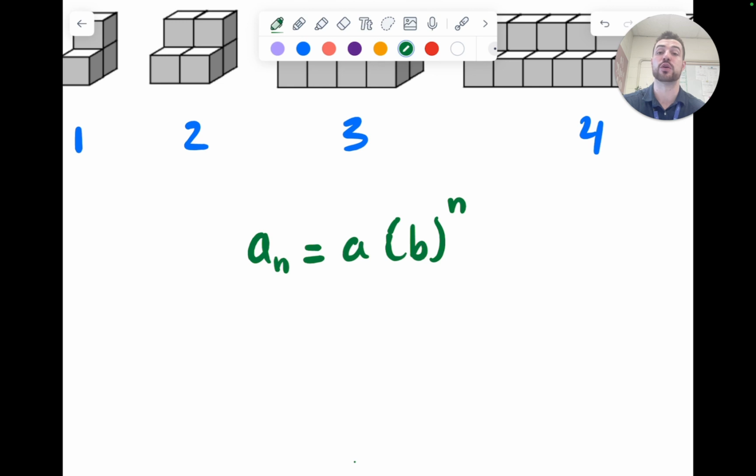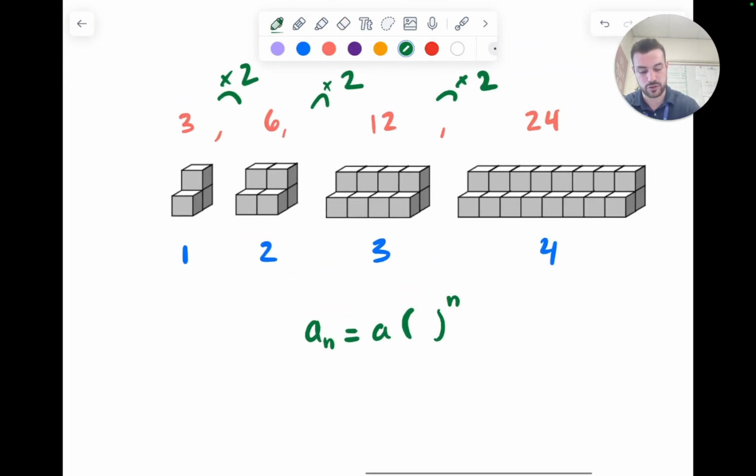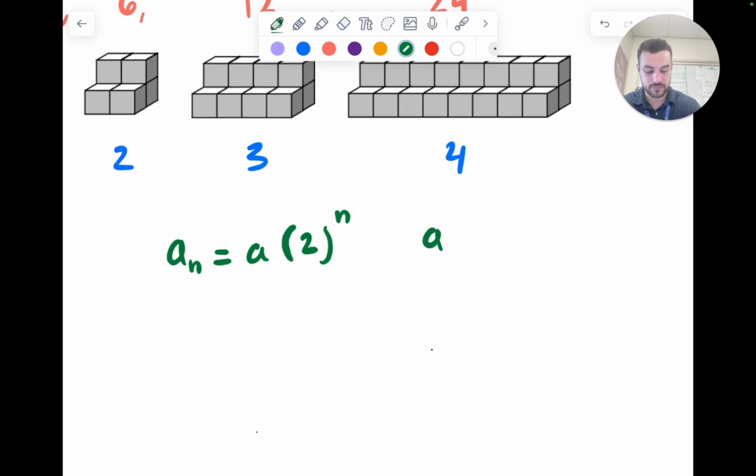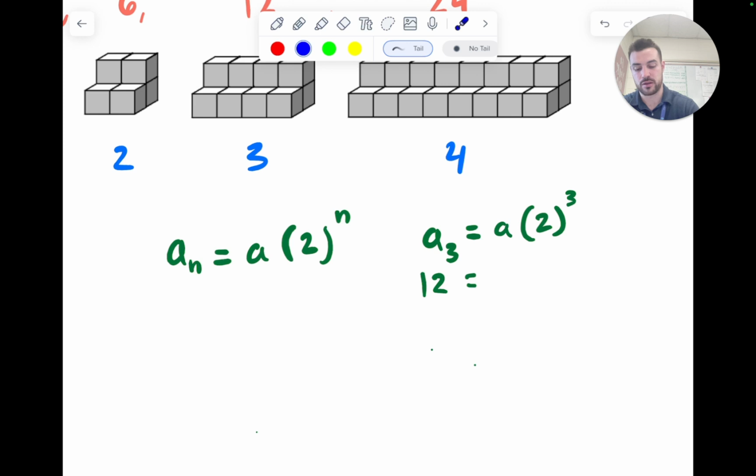Now, our b value is going to be the pattern, and now our pattern is we are multiplying by 2, which we actually already have. And then I just need an a value or an initial term that's going to make this work. So what we need to think about is a sub 3 should represent our third term in this sequence. Well, a times 2 to the third. All right, well, that means we should end up getting 12, right? That's how many we have in our third term here.